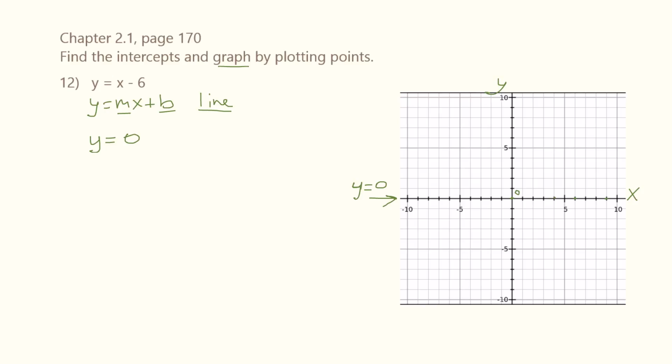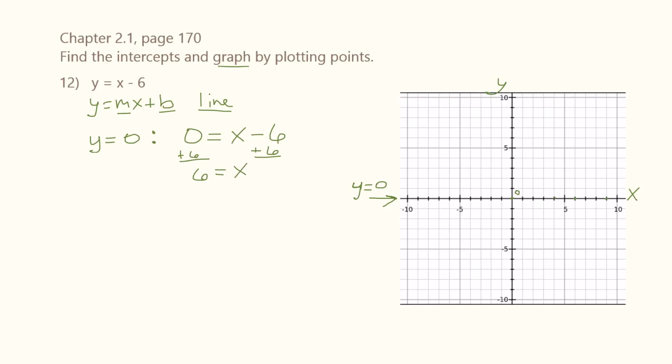So when y equals 0, we have the equation 0 equals x minus 6. I take the equation y equals x minus 6 and substitute in 0 everywhere I see a y. And I get 0 equals x minus 6. I add 6 to both sides. And I get that a positive 6 equals x.